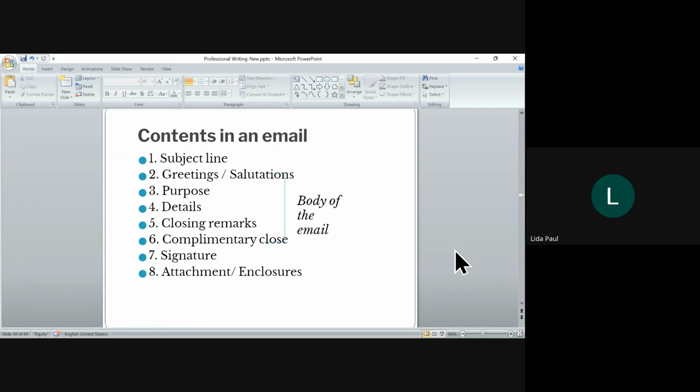For internal communication, most probably you can do that, but whenever you're writing to people outside your organization in particular, make sure that all your emails necessarily include a signature, which includes your name, your designation and your official address, okay?